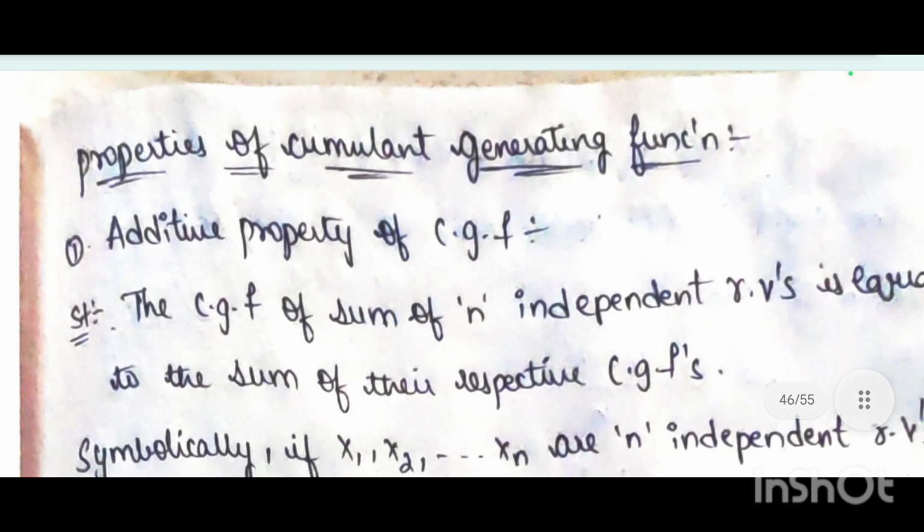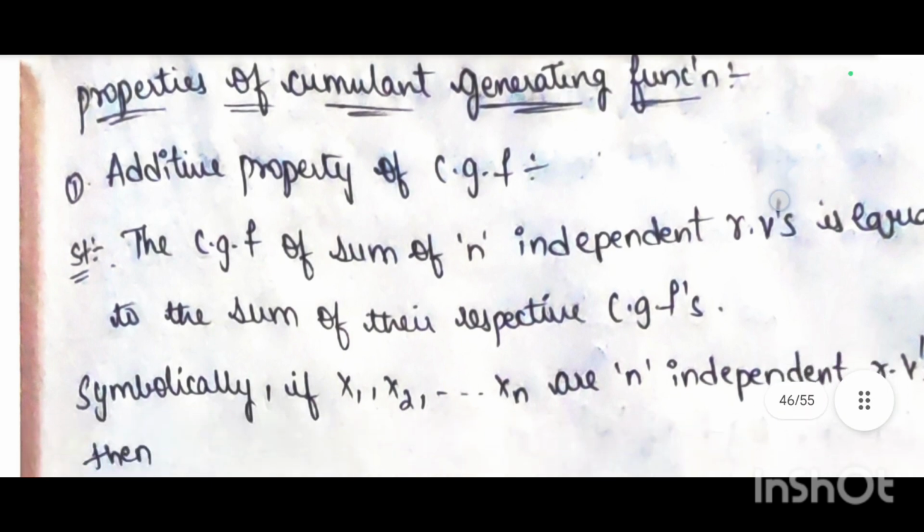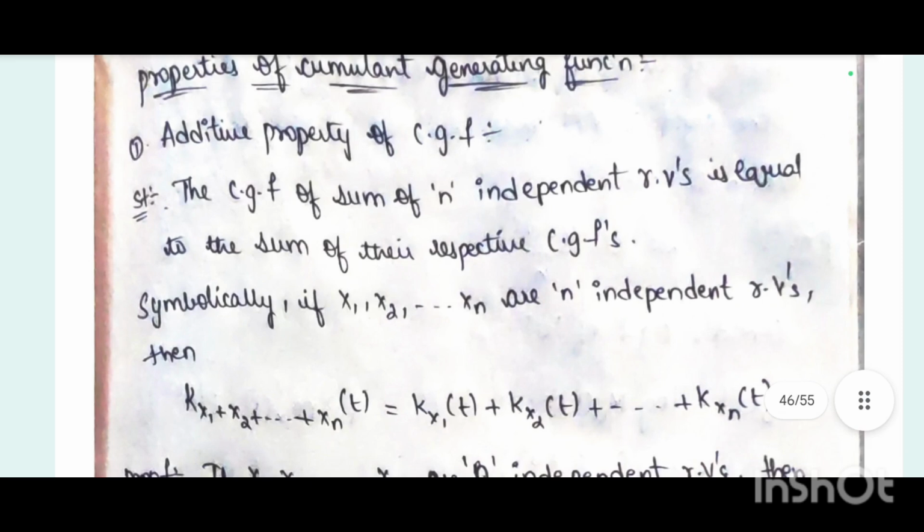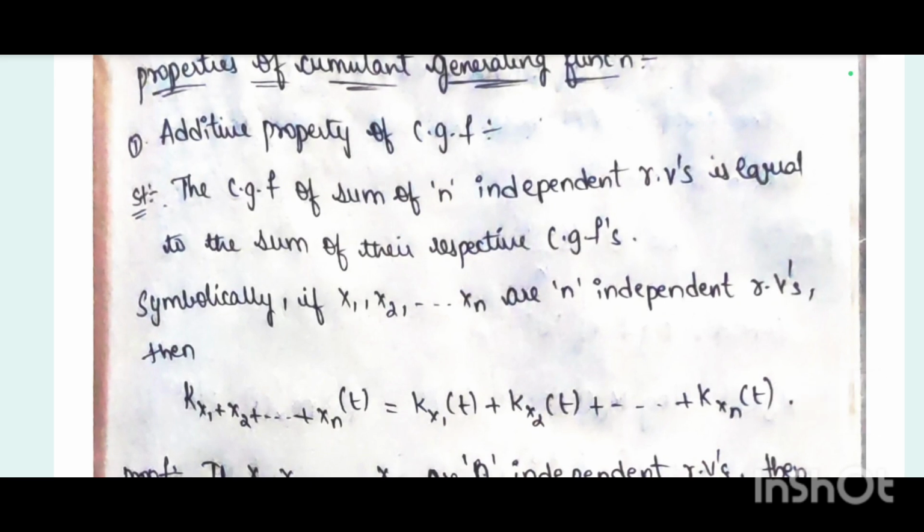Next, properties of cumulant generating function. The first is the additive property of CGF. The CGF of the sum of n independent random variables is equal to the sum of their respective CGFs, cumulant generating functions. If X1, X2, X3 and so on Xn are n independent random variables, then K of X1 plus X2 plus X3 and so on Xn of t is equal to K X1 of t plus K X2 of t and so on K Xn of t.